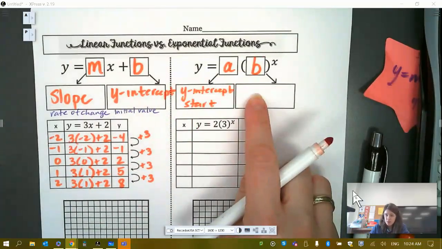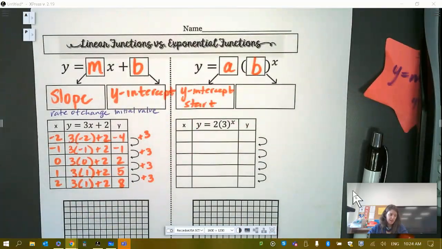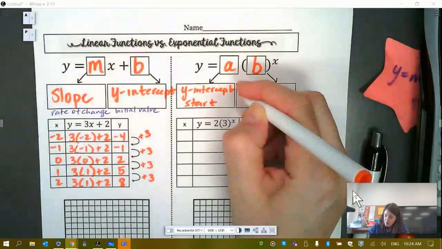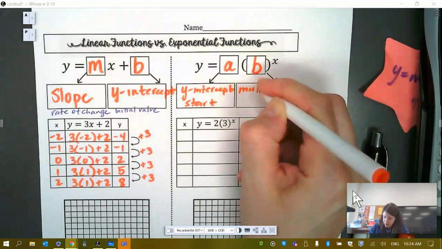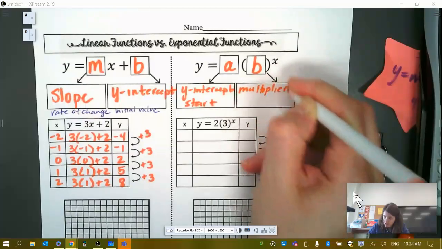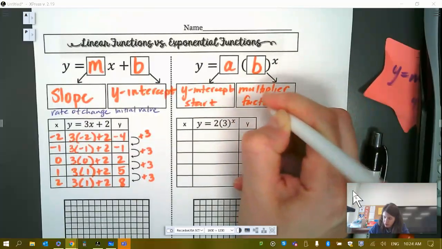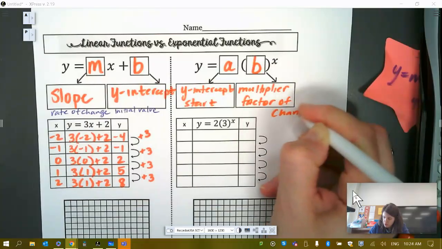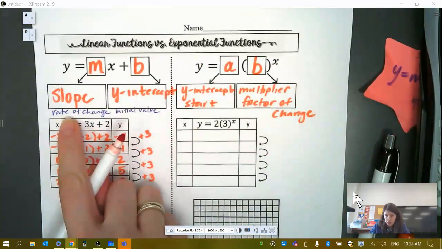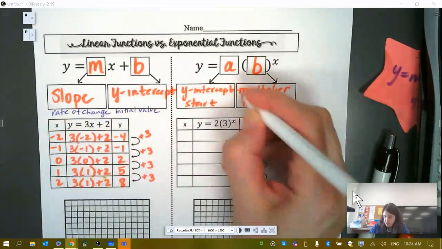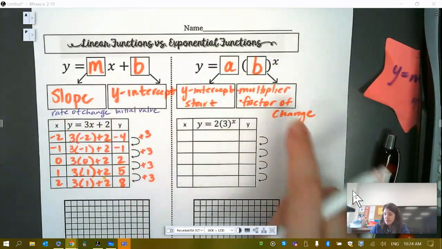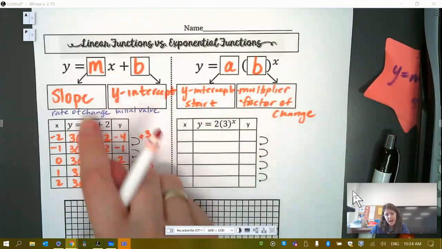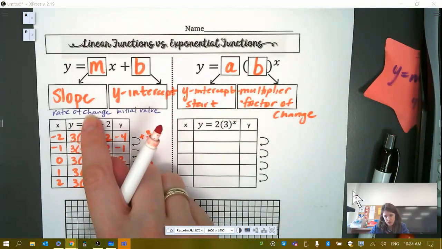And then b is going to be our multiplier, or our factor of change, right? A factor just means something we multiply by. So I called it a bunch of times a multiplier, so I want you guys to know that too. But sometimes you might hear it called a factor of change. Now over here we had a rate of change, and over here we have a factor of change, right? They're the same sort of thing, except here I'm multiplying and here I'm adding, okay? The same number each time.